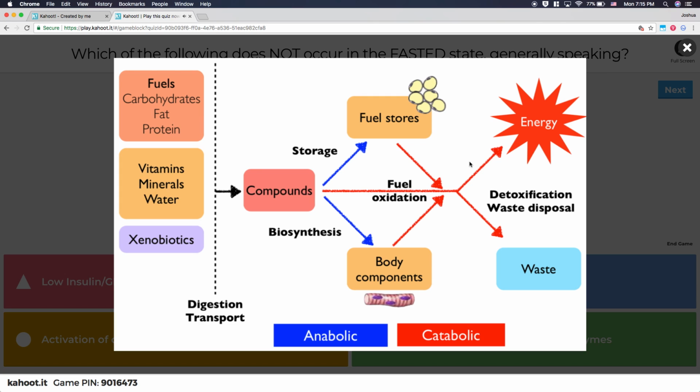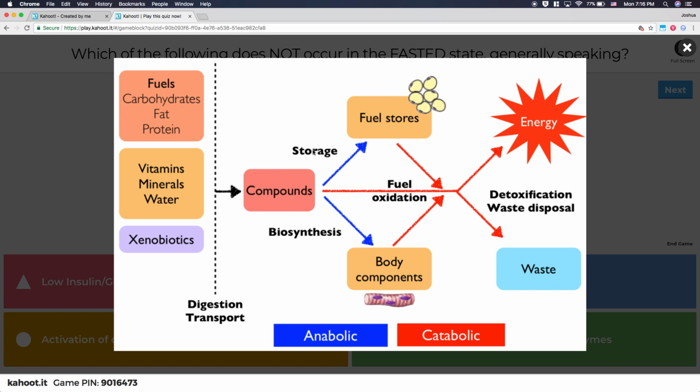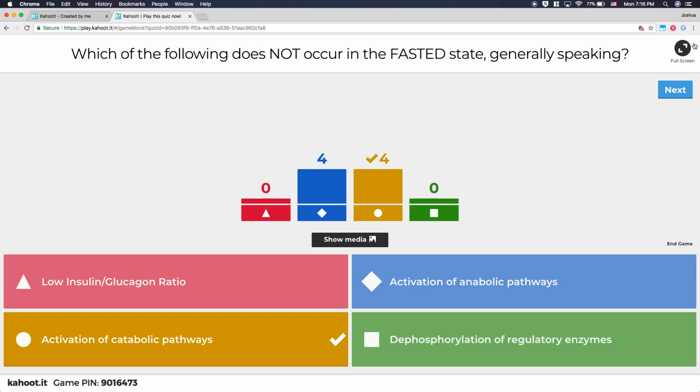so in the fasted state, I have a low insulin glucagon ratio, so I activate my catabolic pathways. Okay, wait, I put the wrong answer. You have to understand, I prepared this after midnight last night, so I think I confused it. I'm sorry, but we get the point, right? Does not occur. In the fasted state, low insulin glucagon ratio, I activate my catabolic pathways, I deactivate my anabolic pathways. And this I picked wrong.